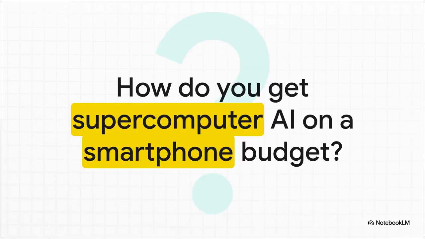Yeah, this is probably the biggest question in AI right now. We've got these incredible, super powerful models that cost an absolute fortune to run. So, how do we get that same brain power into the apps we actually use every day without breaking the bank? How do you get that supercomputer brain on a smartphone budget?